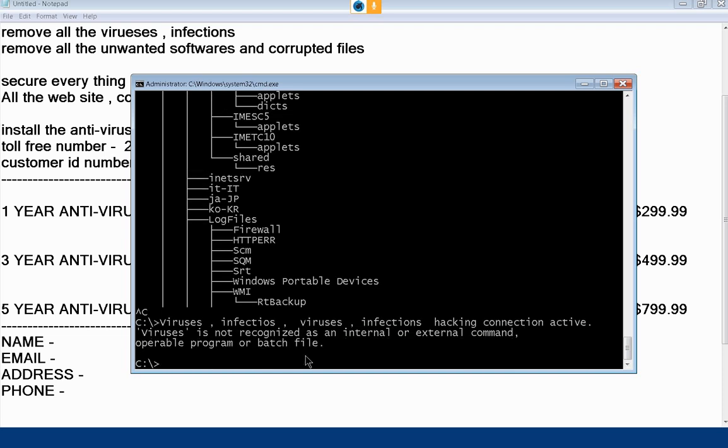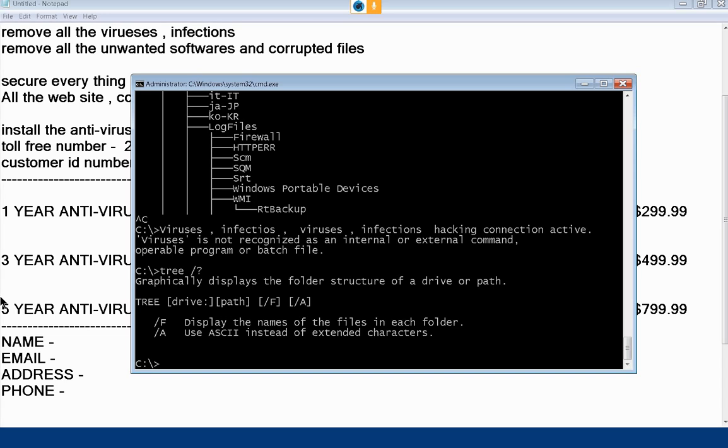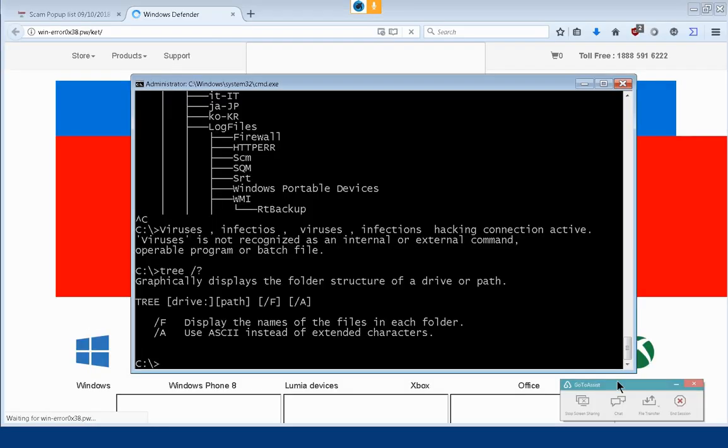Let me show you something. This is the tree command. It graphically displays the folder structure or drive path, and that's what you used. This is an old DOS command. It does not detect any malware or any computer issues. You there? Well, he hung up on me. Let me minimize this page. Hang on a minute. Let me disconnect.